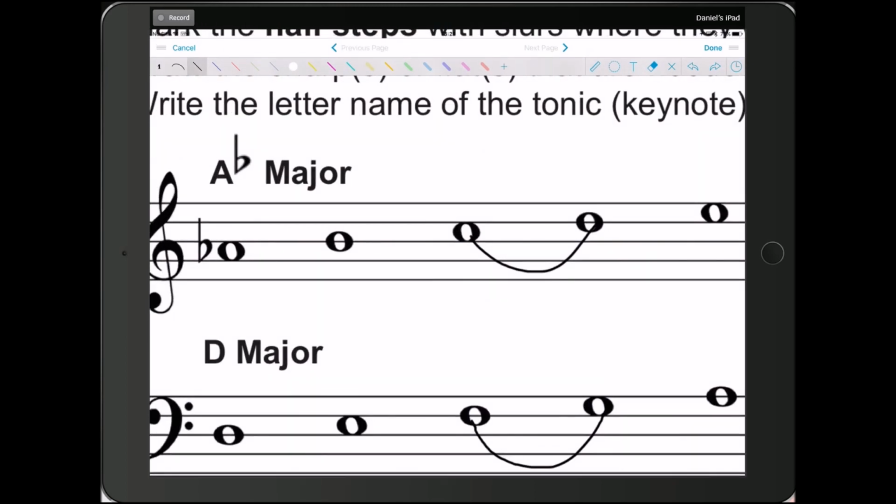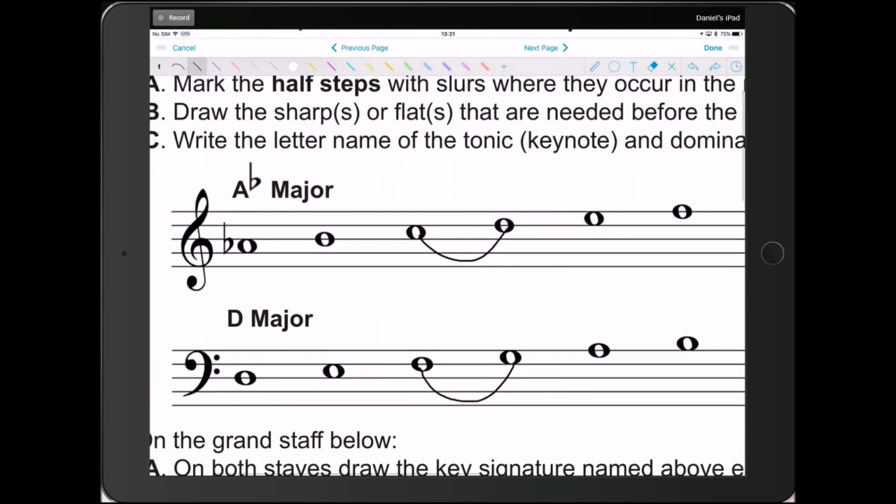Okay, so here's A, but I need to find B. B is always next to A, so draw that there. A flat. Now I need to find E flat. A, B, C, D, E. Here's E. And the A's already there, so B, E, A, and D. There we go. There's the 4 flats.